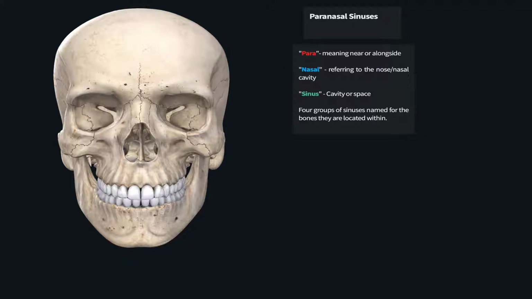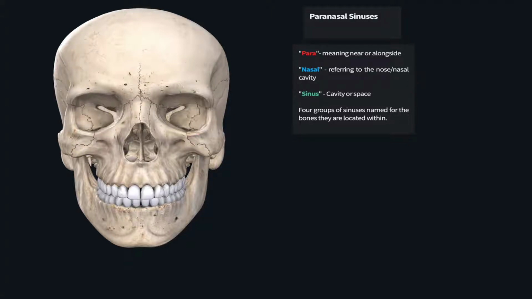There are 4 groups of sinuses, and they're each named for the bone with which they're located within. These sinuses have 2 general functions. One is to decrease the overall weight of the skull as they are hollowing out the bones they're located in, and they add resonance to our voice.